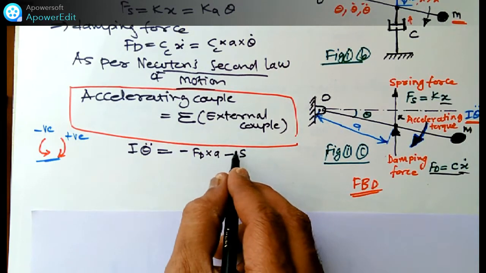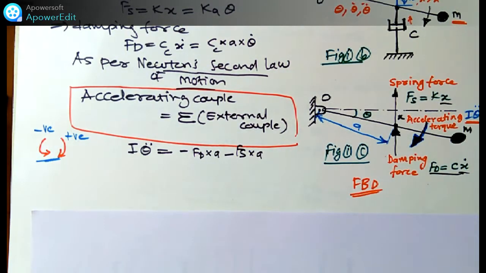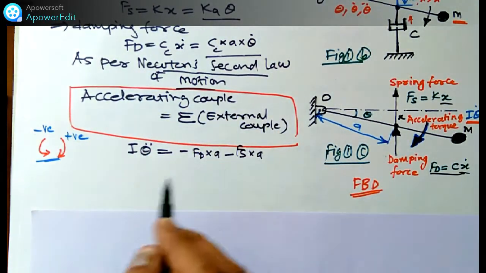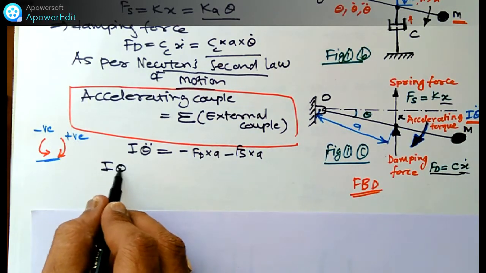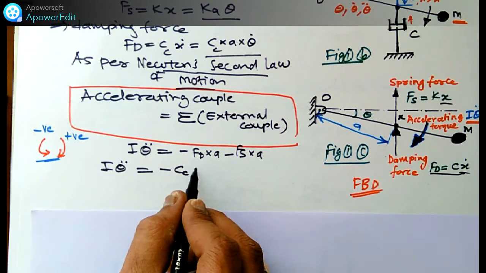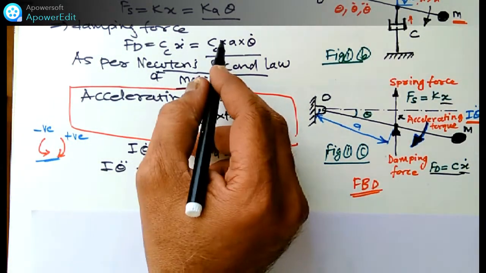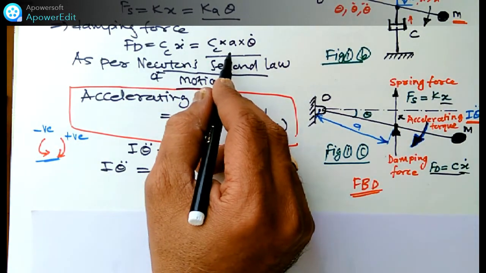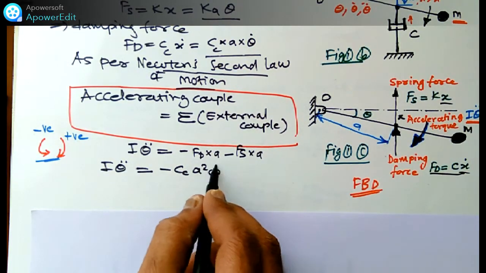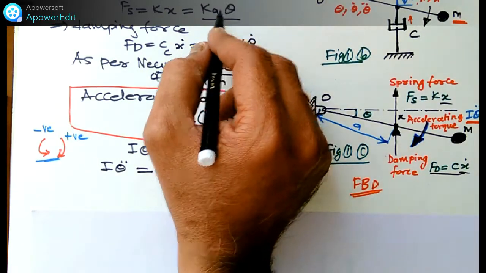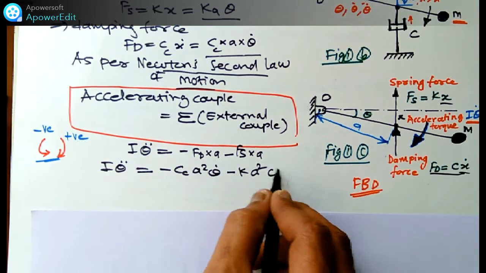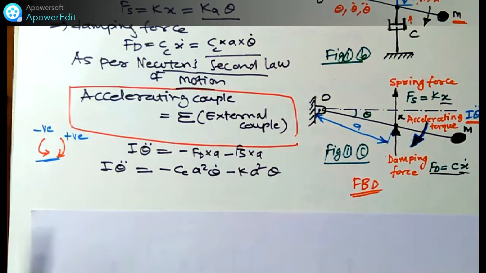Correct? So putting these values of Fs and Fd in this equation, I will write I theta double dot, which is equal to minus Cc. Here what will happen? Already in this equation, for Fd, Cc a theta dot is there. So this a and this a, we get a square theta dot. Minus Fs. Fs is what? k a theta. So this a gets squared, a square theta. So this is the equation, and just solving that equation, we can also put the value of I.